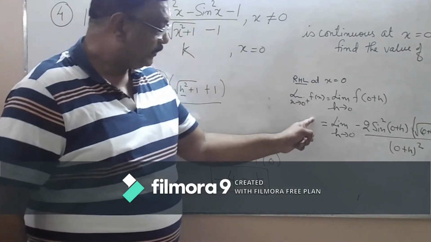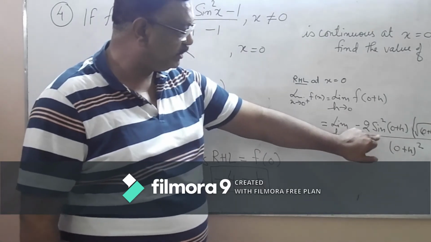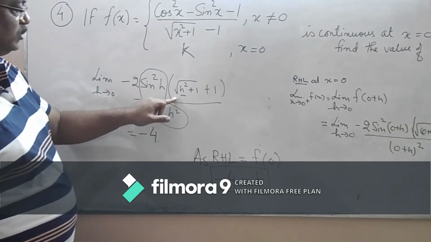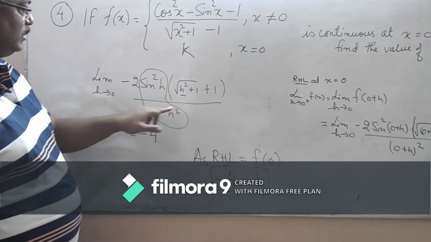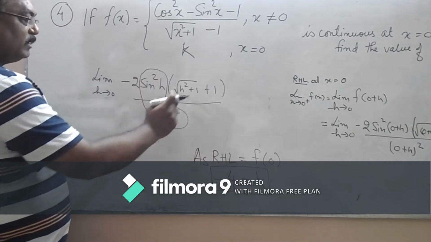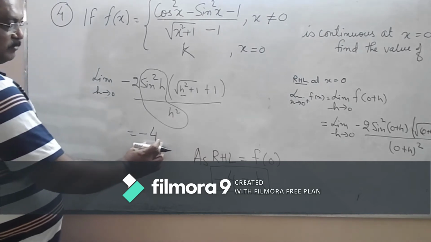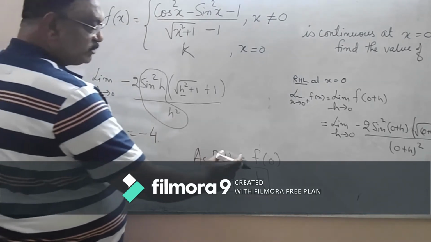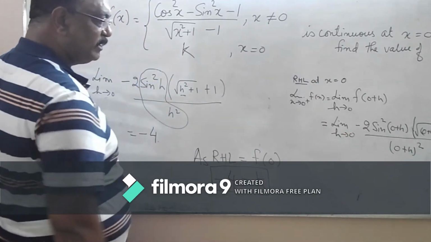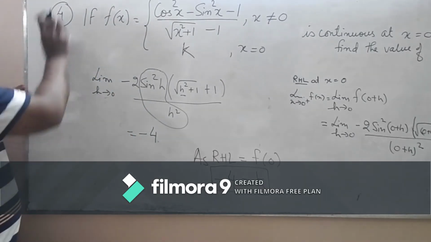See again from here, after substituting the value x as 0 + h throughout the function, this is simplified as −2 sin²h √(h² + 1) upon h². So sin²h upon h² becomes 1. This becomes 0. So we are left with −2 into 2, that gives us −4. And as the right hand limit is equal to f(0) is equal to the left hand limit, but there is no need to take the left hand limit as the function is already given continuous. So we get the value of k as −4.